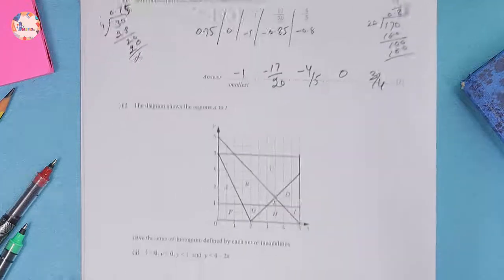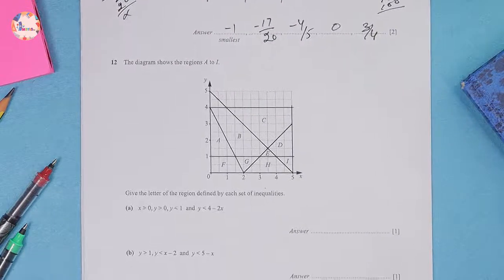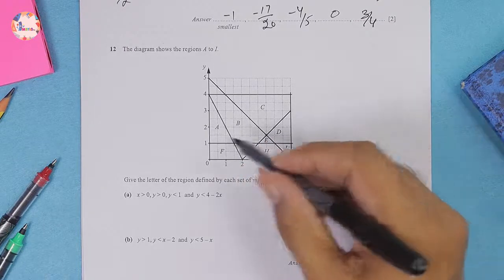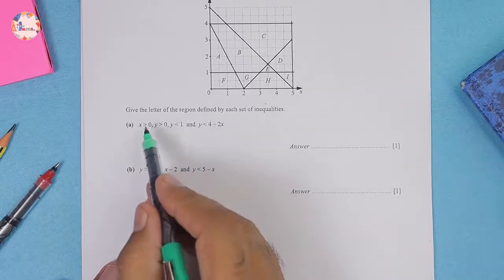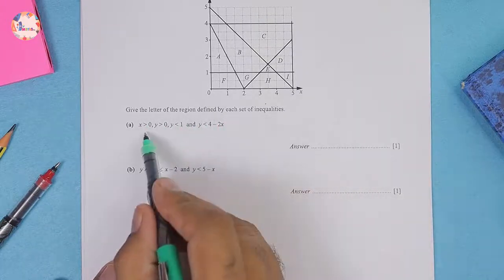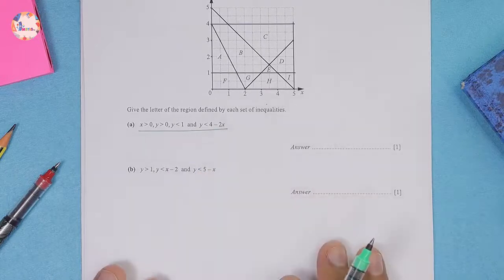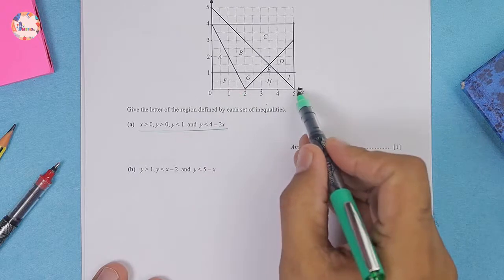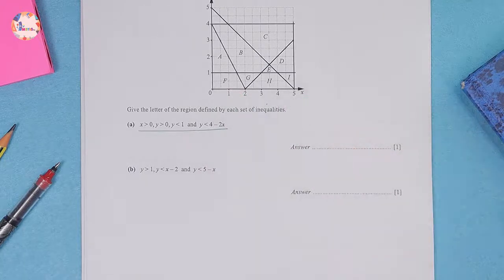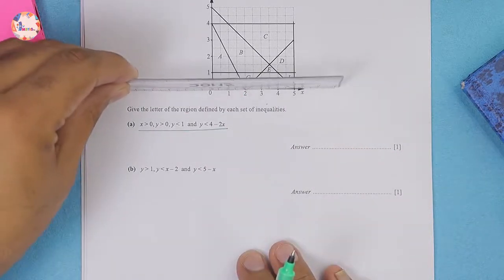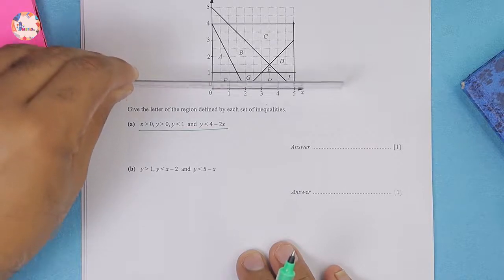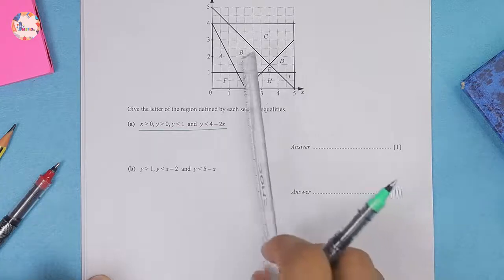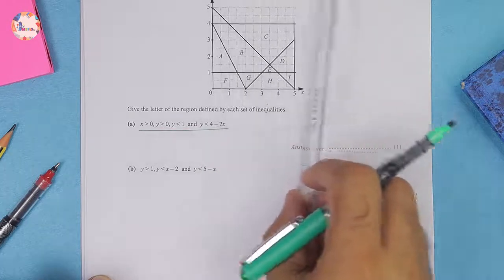Now question number 12, the diagram shows the regions A to I. Give the letter of the region defined by the set of inequalities. These are the set of inequalities provided. x is greater than 0. If we check, x is greater than 0 is this line, which we can put a scale on over here. So greater than 0 will be this line, upper side, and y is greater than 0 will be this side.